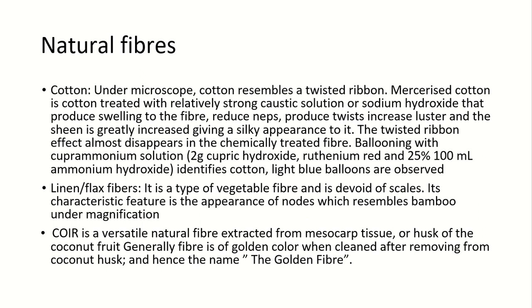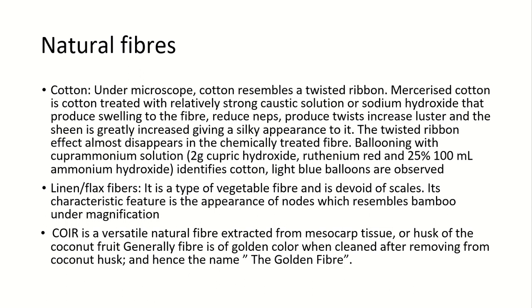The characteristic features of various natural fibers. So cotton resembles a twisted ribbon when it is observed under the microscope. Mercerized cotton is cotton treated with a strong caustic solution or sodium hydroxide that produces swelling of the fiber, reduces neps, produces twist, increased luster, and the sheen is greatly increased. So it will give the silky appearance to it and it is more fluffy. The twisted ribbon effect almost disappears when the cotton fiber is chemically treated.